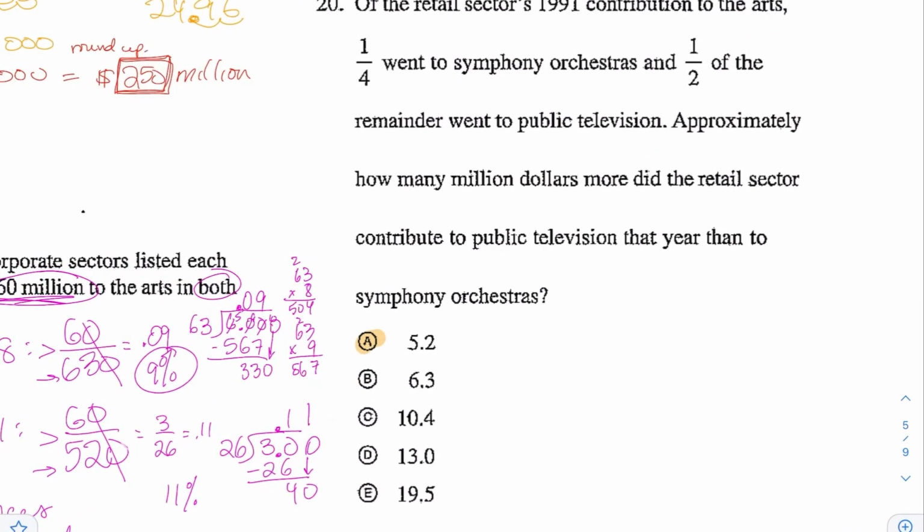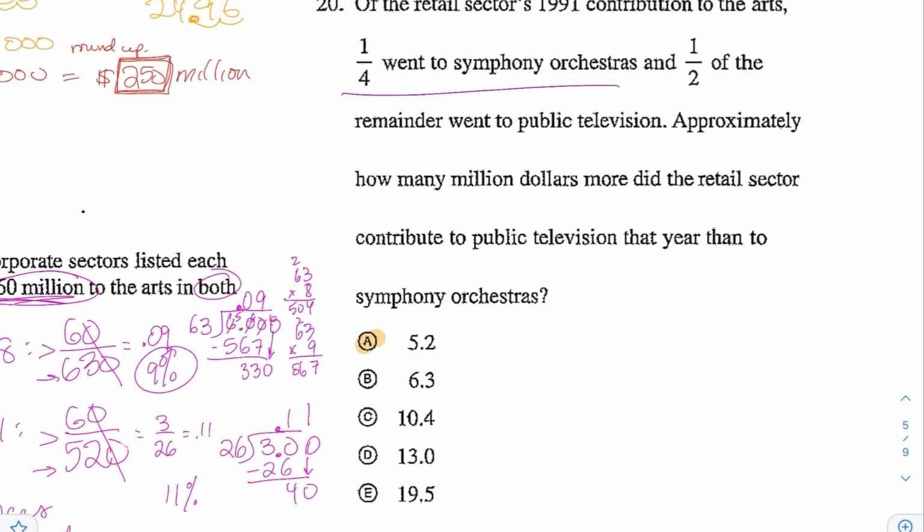Next, for number 20, of the retail sector's 1991 contribution to the arts, a fourth went to the symphony orchestras and half of the remainder went to public television. Approximately how many millions of dollars more did the retail sector contribute to public television last year than to the symphony orchestra?